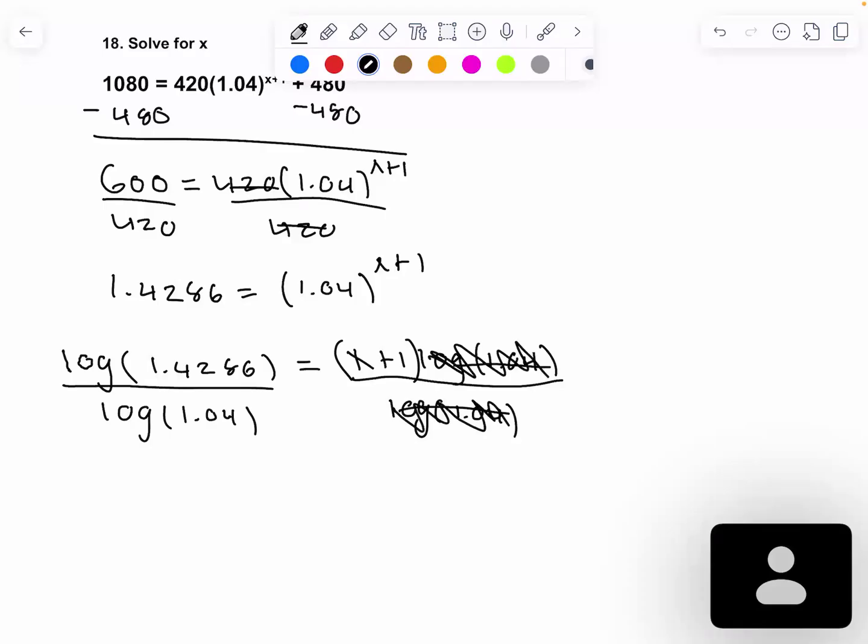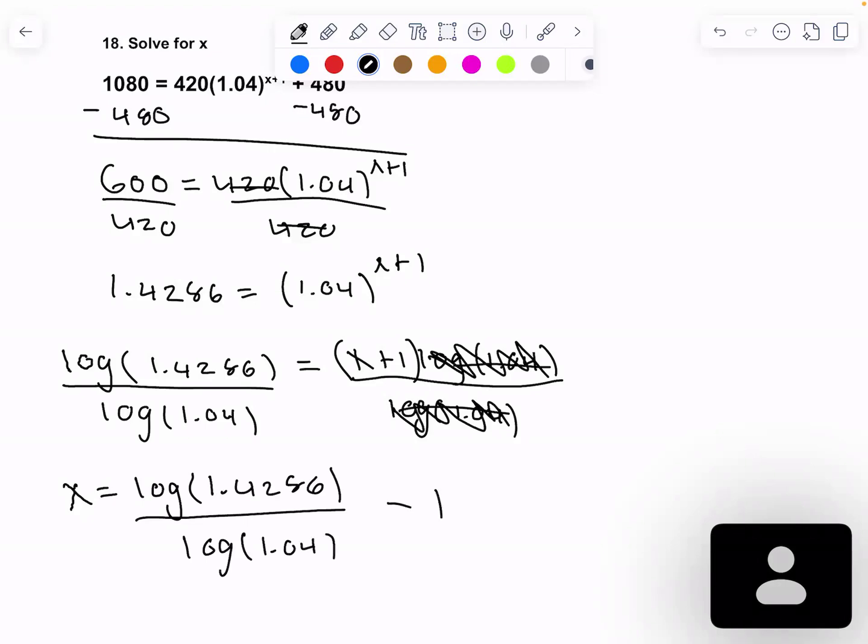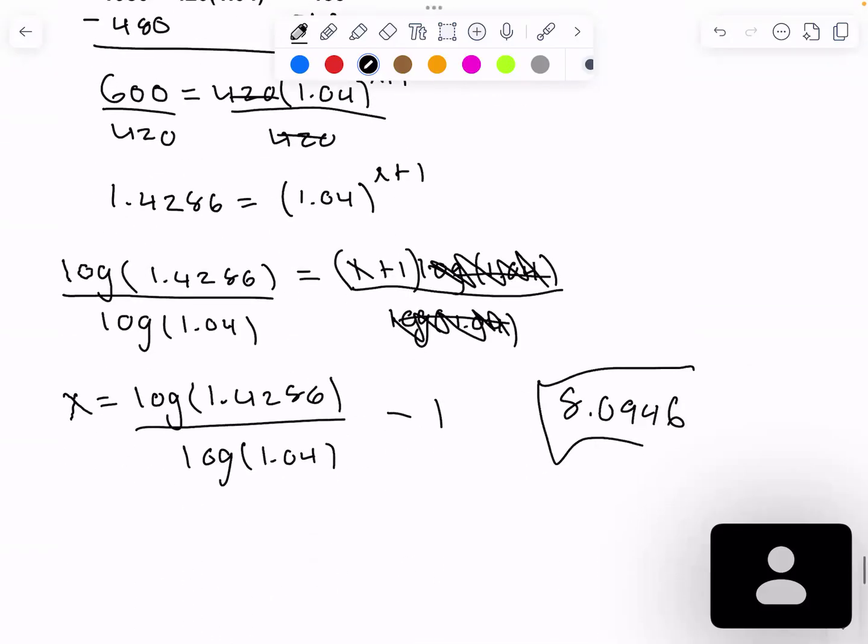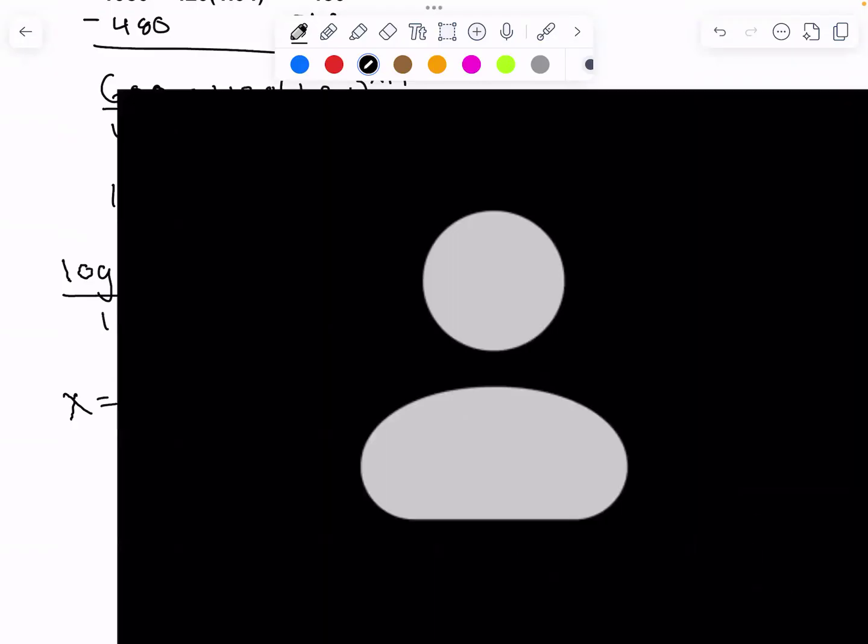And then now I can see everything else cancel, but the x plus 1. So all I have to do is subtract 1. So x would be equal to this, and then you can go minus 1. Now I go to my calculator, I say log of 1.4286 divided by log of 1.04 minus 1, and you get 8.0946. Doesn't say what to round to, so whatever you round to is kind of up to you. And we're done.